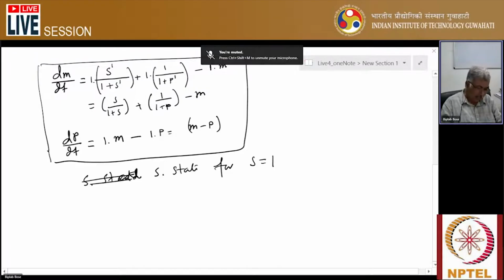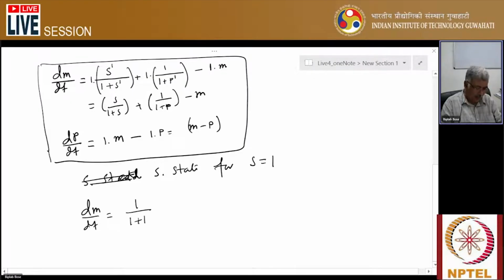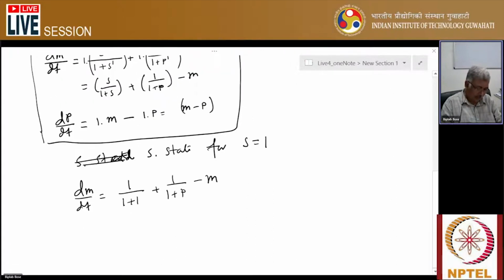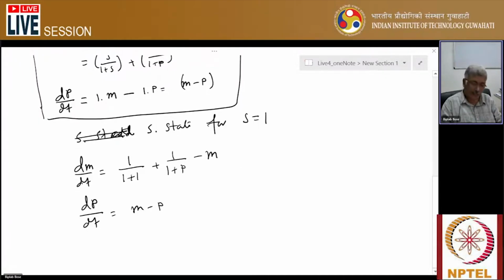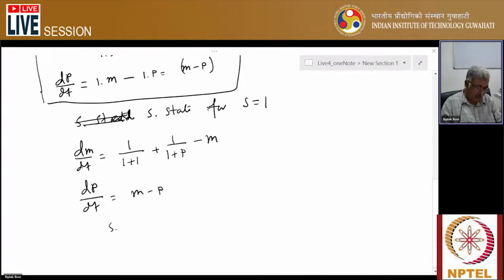So that means, let me write down the equation. dM/dt will be S is 1 divided by 1 plus 1, plus 1 by 1 plus P, minus M. The other one is dP/dt equal to M minus P. So the second equation is the easiest one, M minus P. Start with that. Use it for steady state. What will you do? M equal to P, right? Because dP/dt is equal to 0. So I have got M equal to P.